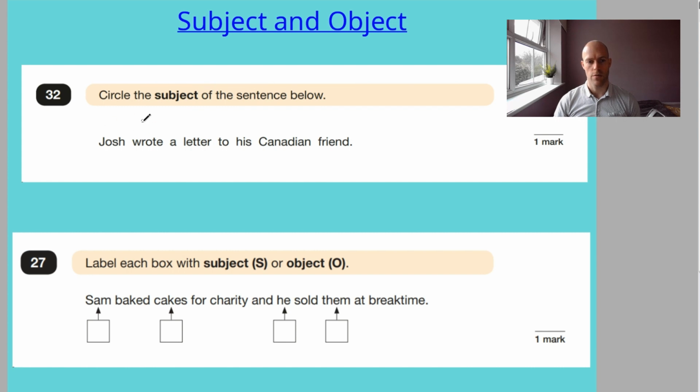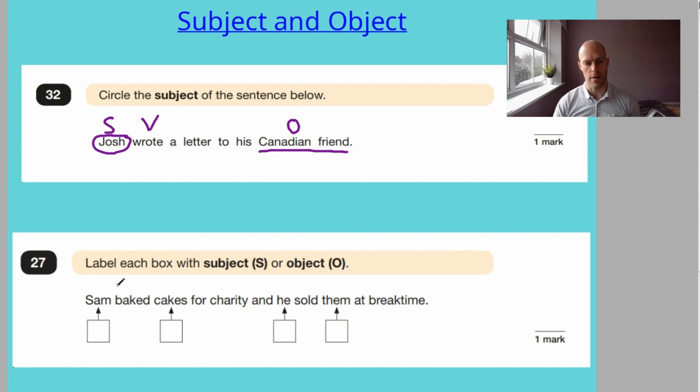So, "Josh wrote a letter to his Canadian friend." Wrote is the verb. Who did it? Josh. Who was it done to? Canadian friend. I put the object as all of Canadian friend. That doesn't really matter. But circle the subject. Josh is our subject.